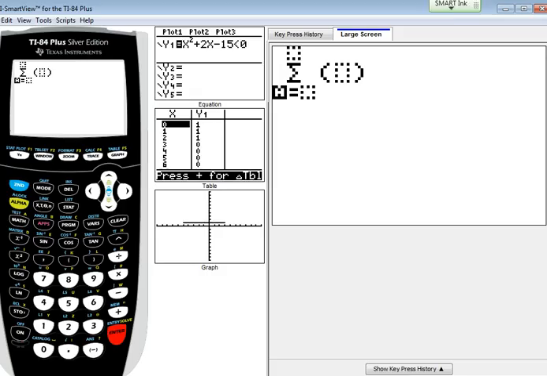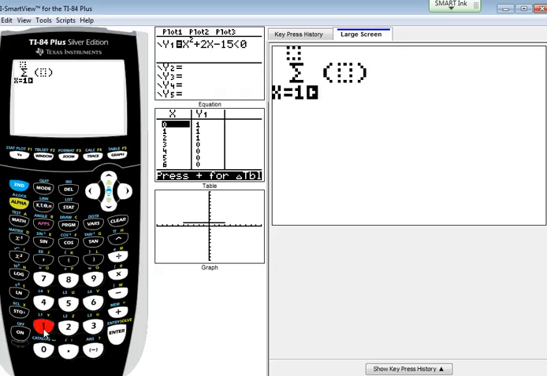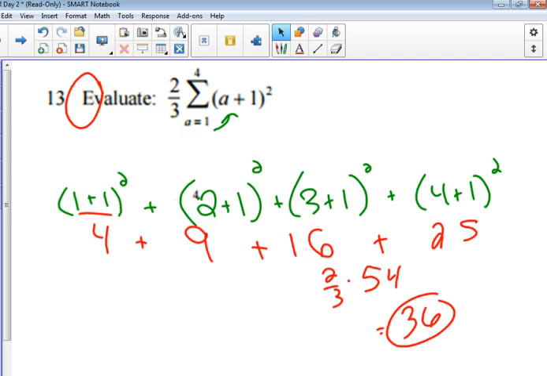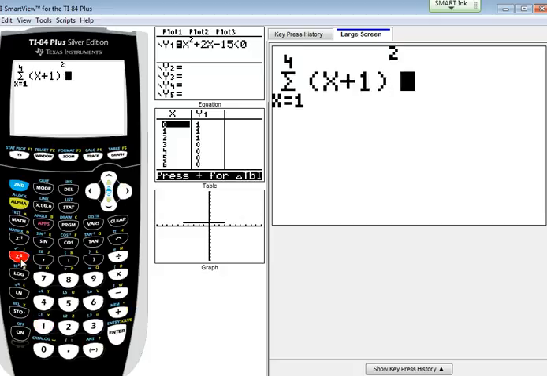Let's see, so if we do X instead of the A. Okay, put your little 1 in here. And then we wanted to go up to 4. And then we want to put in your equation part. So we have x plus 1 all squared. Okay, so let's see what this is going to give us.